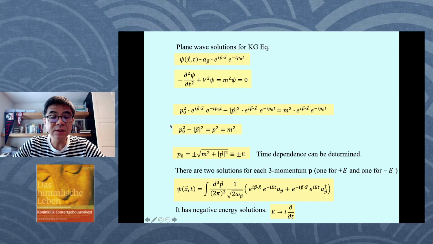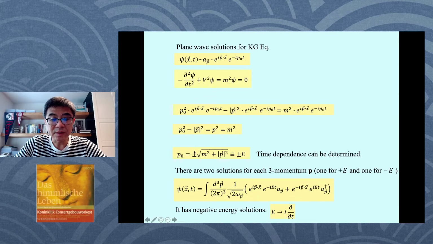And therefore, this equation gives you a solution for p0. P0 now must be equal to plus or minus the square root of m squared plus p vector squared. Of course, you very immediately recognize this expression is just the energy, and p0 is the energy. That's exactly what we want. The p0 is the energy, and this energy is related to frequency. So if you put it back, then this is the very famous plane wave solution for a wave.